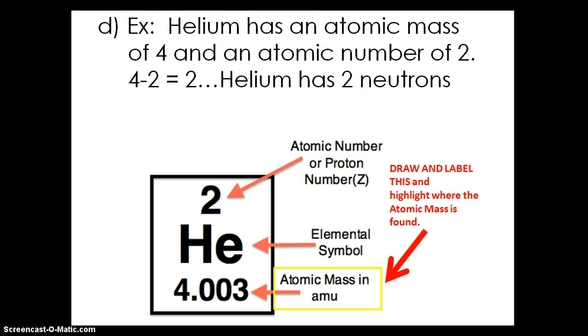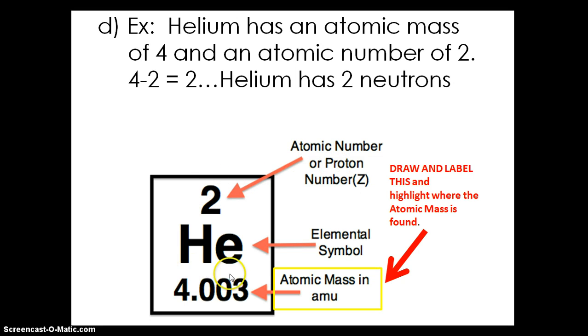So, for example, helium has an atomic mass of 4, right here, 4.003, so we round it to 4, and an atomic number of 2, up here on top like we said earlier. 4 minus the 2 means that helium has 2 neutrons. So this is how you calculate.